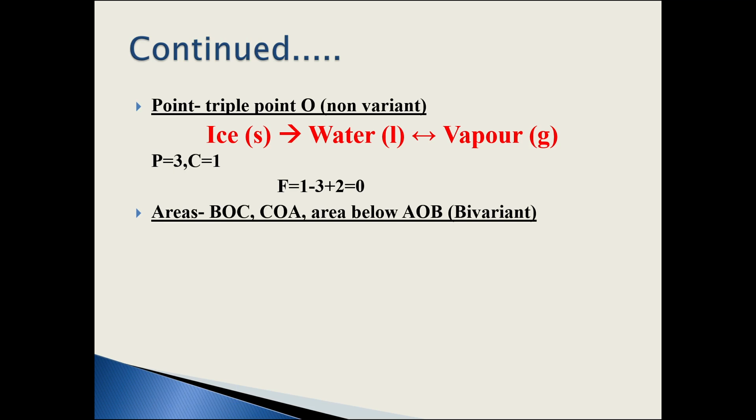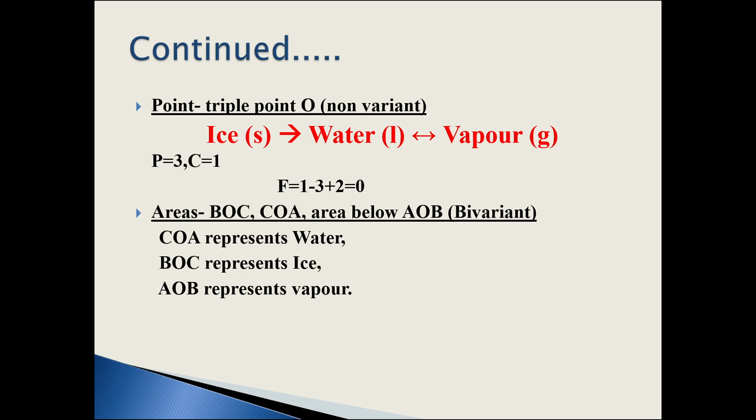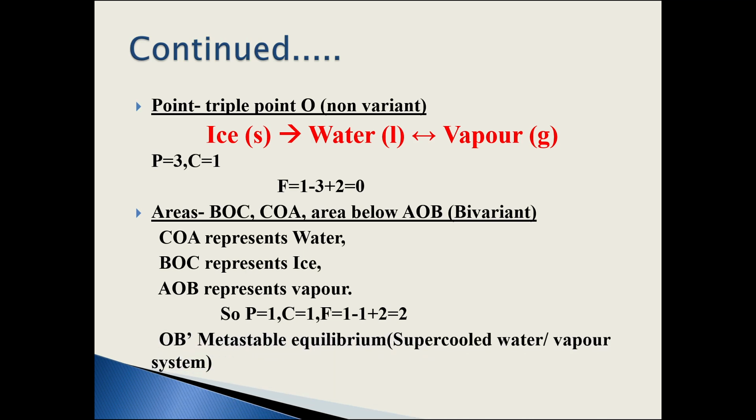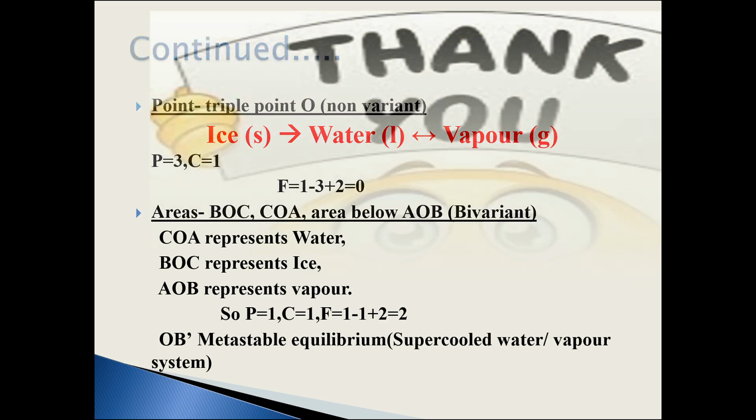Next we look at the areas of the one component system, BOC, COA and AOB. Here the system follows bivariant, because the area BOC contains or is occupied by only one phase. In the same way COA and AOB. So the degree of freedom value becomes 2. And the final one is metastable equilibrium. Here the curve OA is extended up to OB dash. Here the water is converted into supercooled water and vapor system. Thank you all.